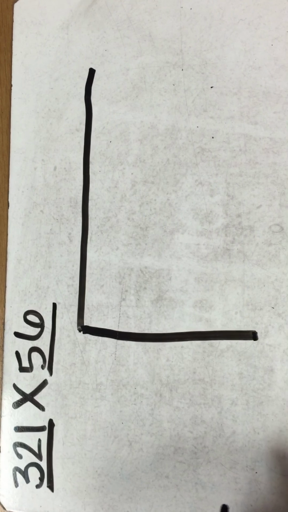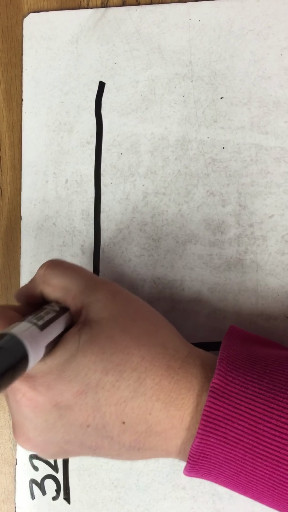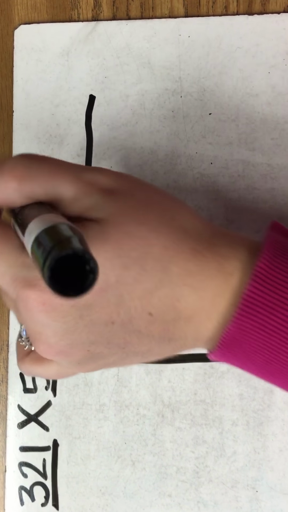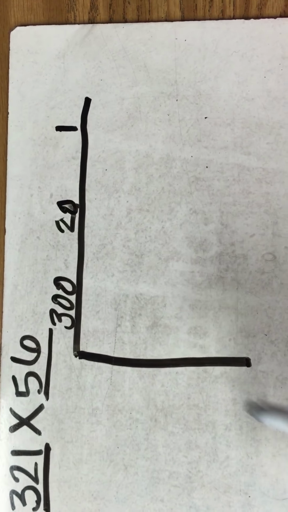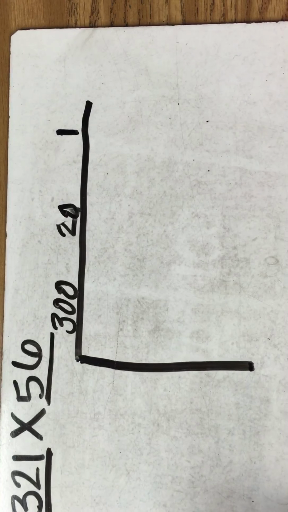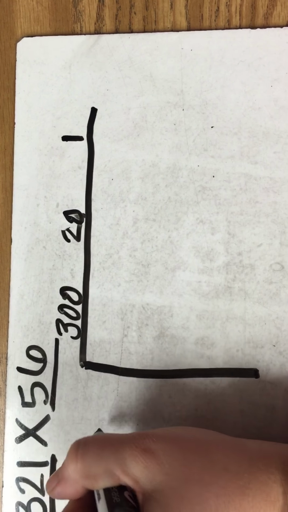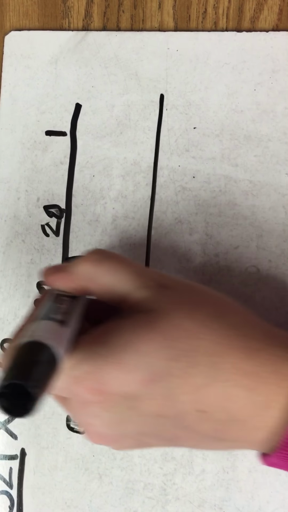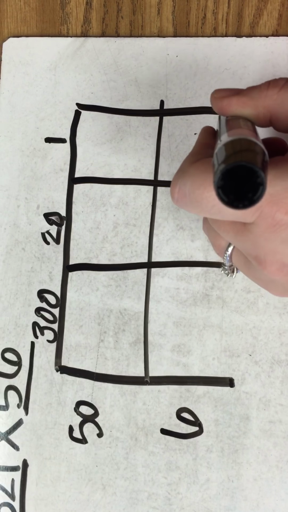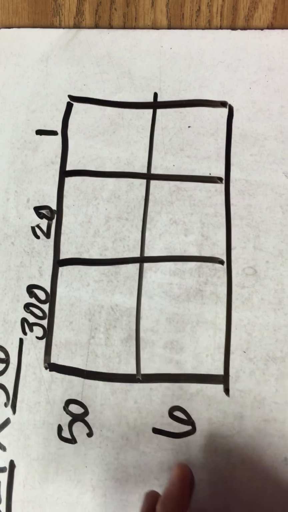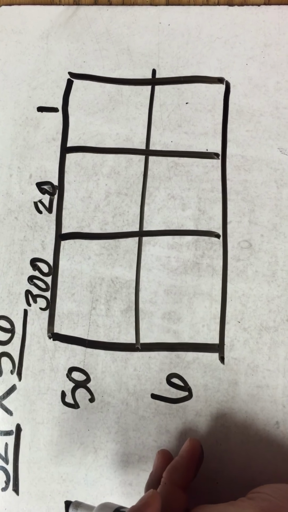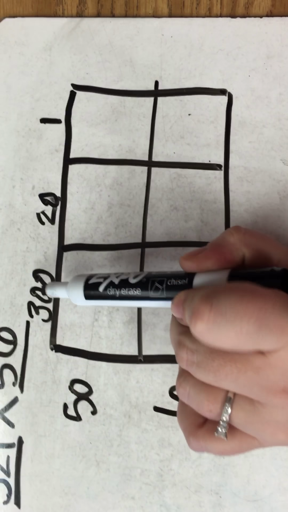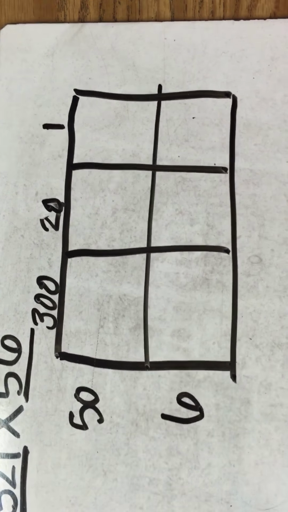My first factor, if I break it down into units, I would have 300, a group of 20, and a group of 1 to get 321. And in my number 56, I have a group of 50 and a group of 6 to get 56. I've made these numbers using my knowledge of place value and unit labels. I have tens, I have ones, I have hundreds, tens, and ones.